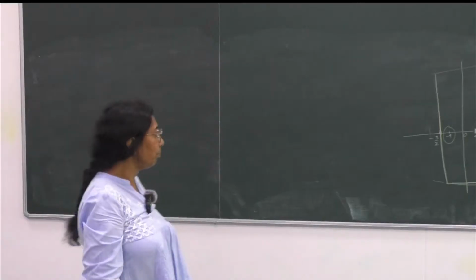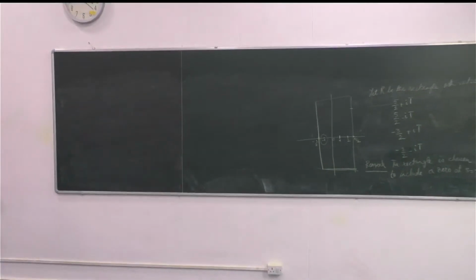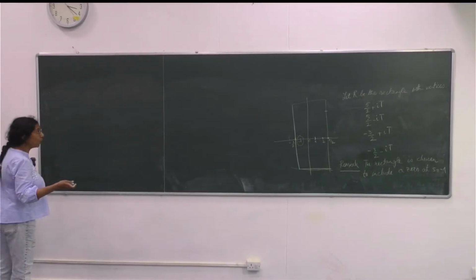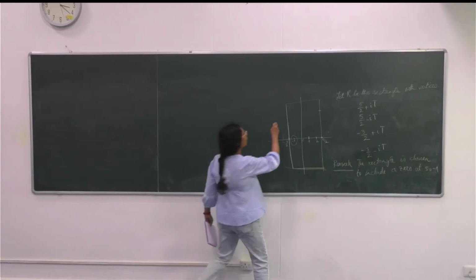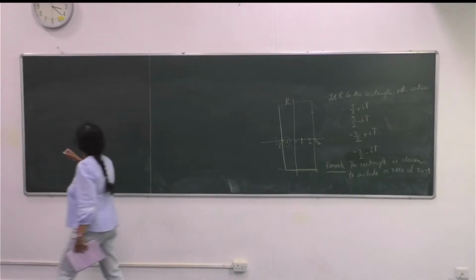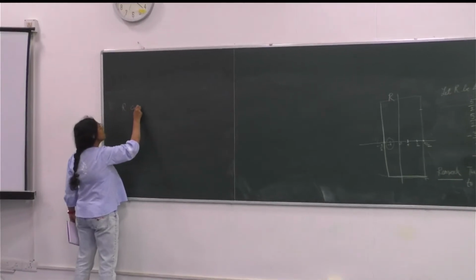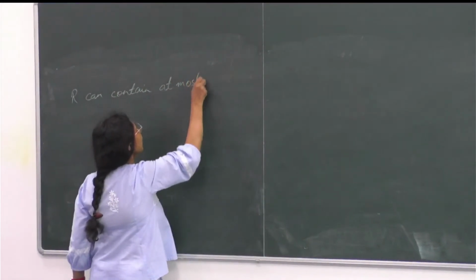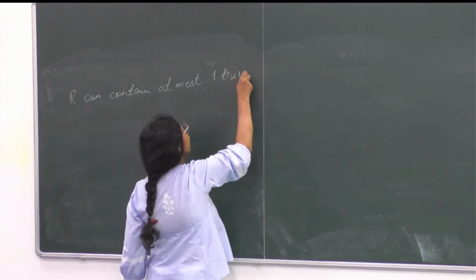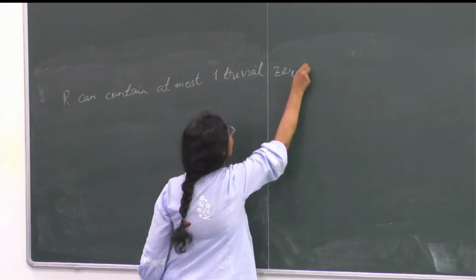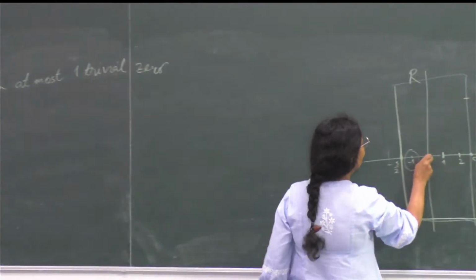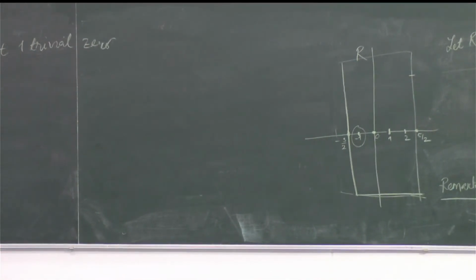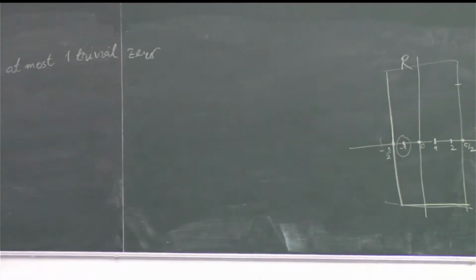All right. So how many trivial zeros did you say? There can be at most 1. This is my R. R can contain at most one trivial zero. And this trivial zero, we know where the trivial zeros are. It is either here or here. It has to be to the left of 0, so either at 0 or at -1.